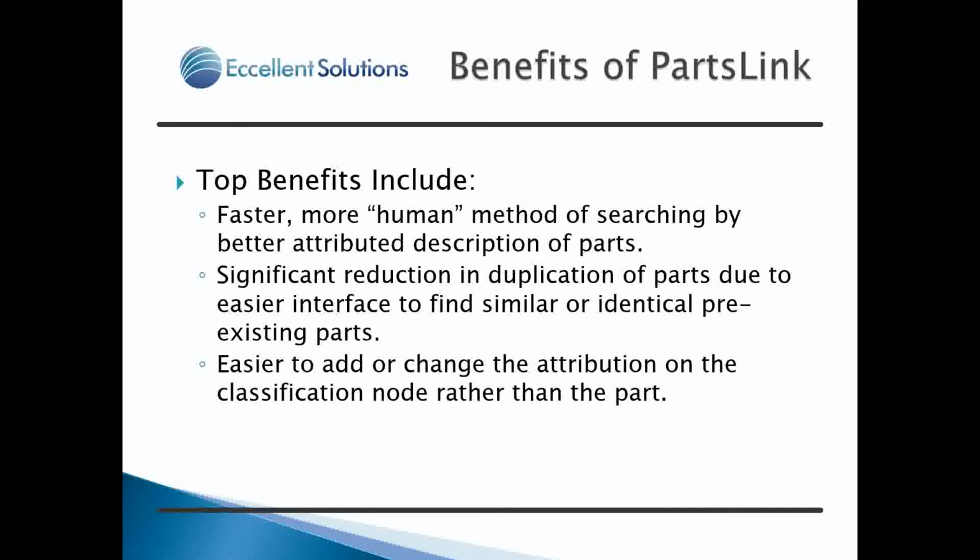What's also nice about PartsLink is that it's much easier to add or change the attribution on the classification node rather than the part. For those of you familiar with the type and attribute manager, you would notice that whatever you apply to the specific type, that exists for all types. And you may have a broader form of typing on the WT parts. Here, that isn't required. You can just simply have a classification structure, and it's a much lighter weight type method to contain those attributes.